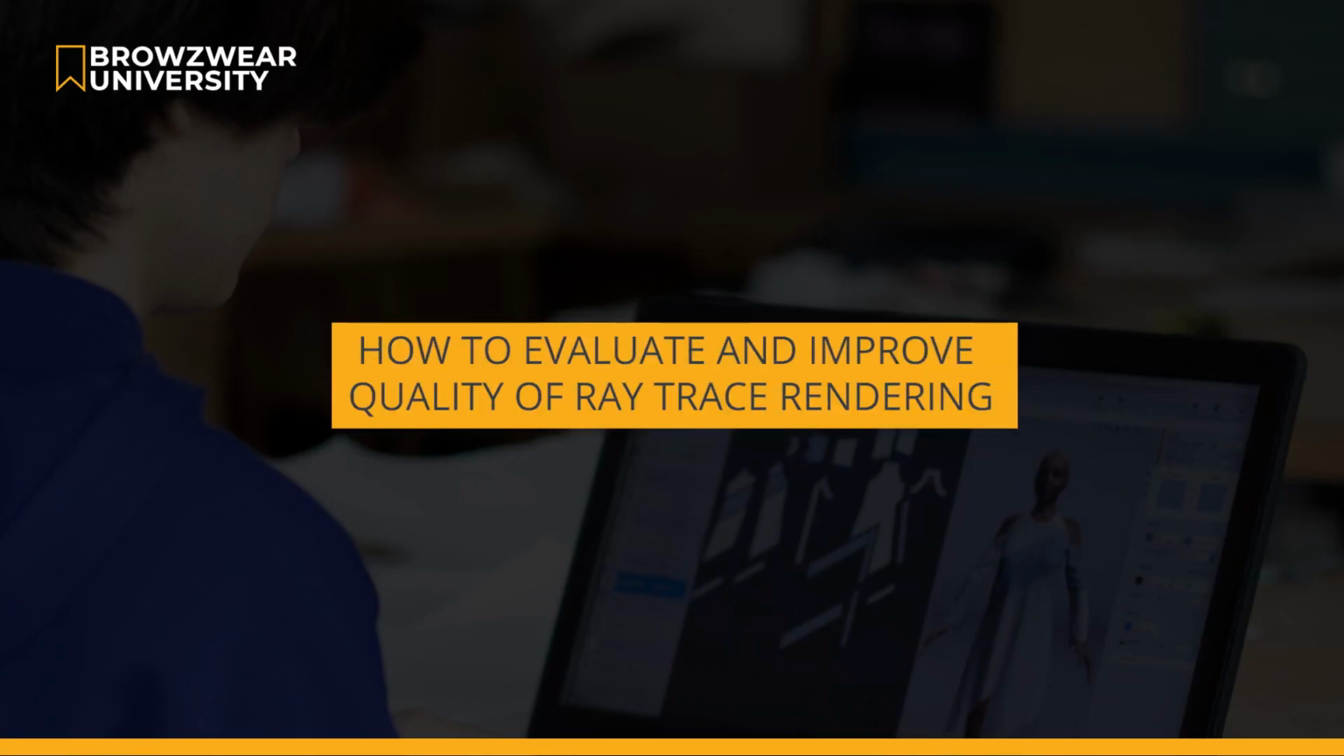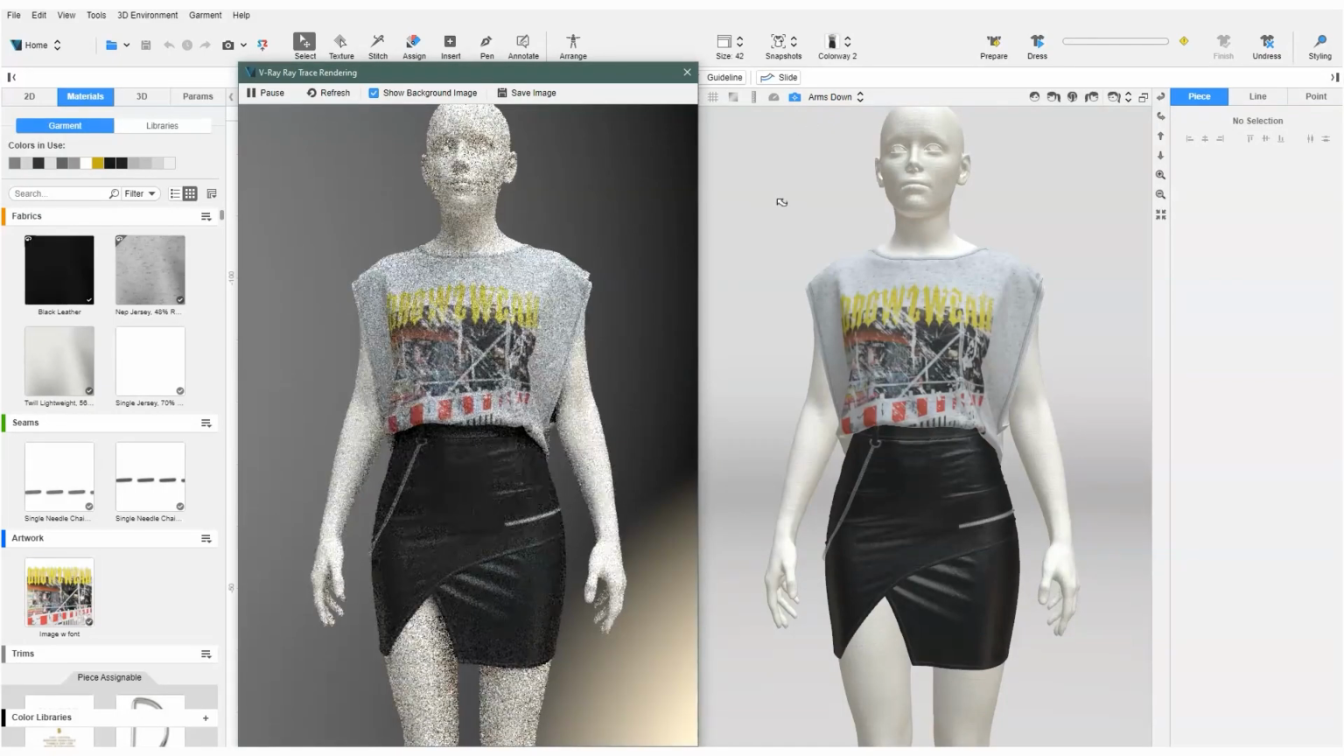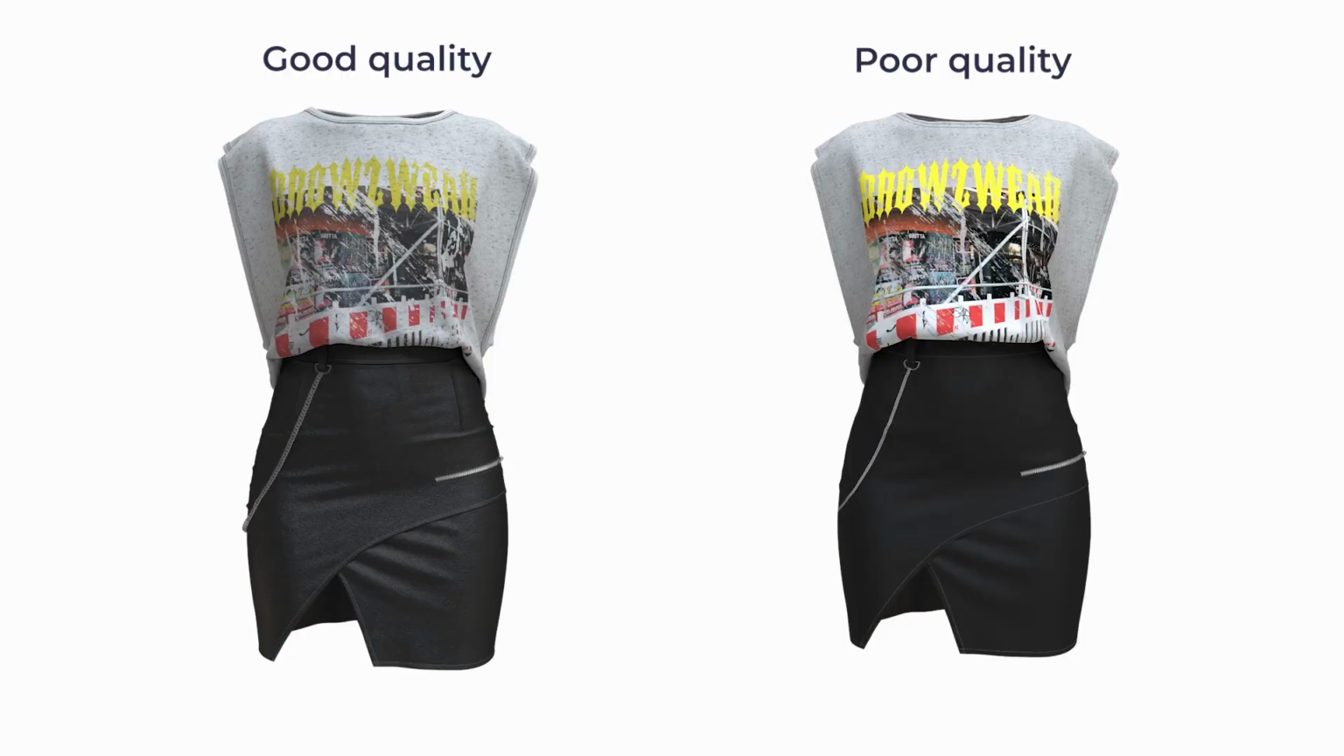Let's improve the quality of our ray trace rendering. The completed garment and ray trace rendering settings affect the render output. Let's compare the quality of two similar garments to show the differences of how a good quality garment and a poor quality garment can affect the rendering output. We will also discuss the recommended settings to use to achieve a high quality output.